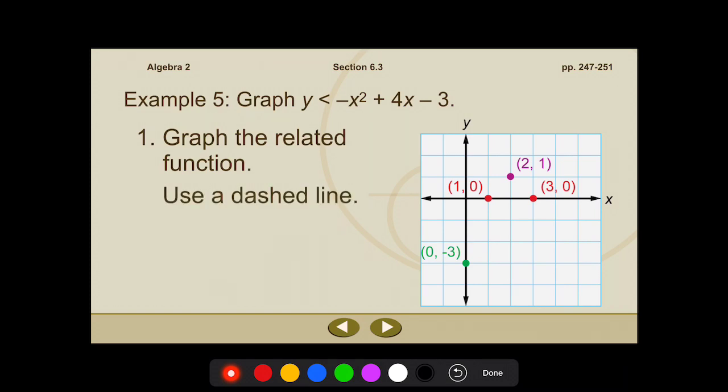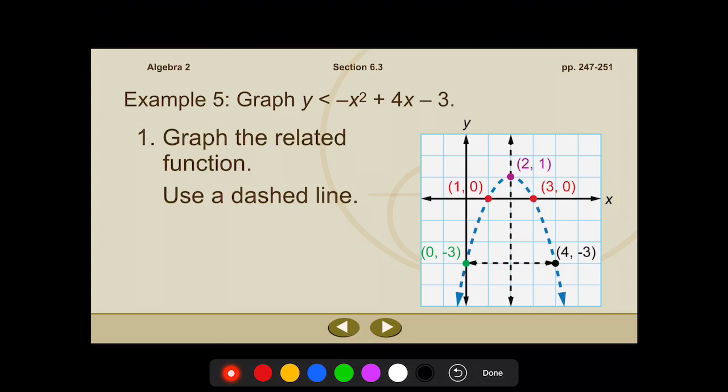Again, hopefully y'all remember, why do we use dashed lines? Because it's just less than. It's not less than or equal to. If it's less than or equal to, or greater than or equal to, then it's going to be a solid line. But when it's just less than or just greater than, it's going to be a dotted line. So they graph the dotted line there. That's what you guys see there on the screen.